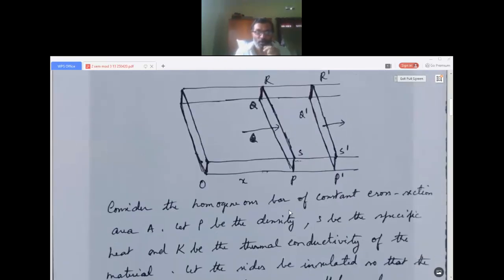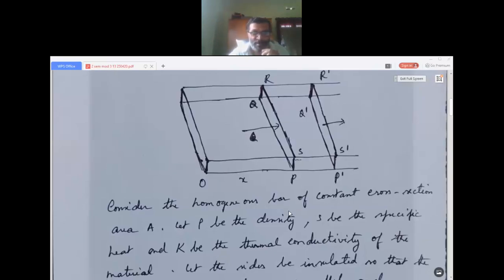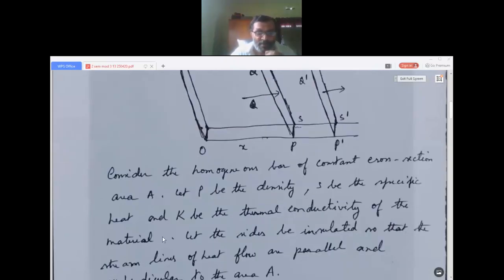So consider a homogeneous bar. Homogeneous means the same type. Consider a homogeneous bar of constant cross-sectional area A. Let rho be the density. Density means mass per unit volume. Let rho be the density and capital S be the specific heat, and K be the thermal conductivity of the material.